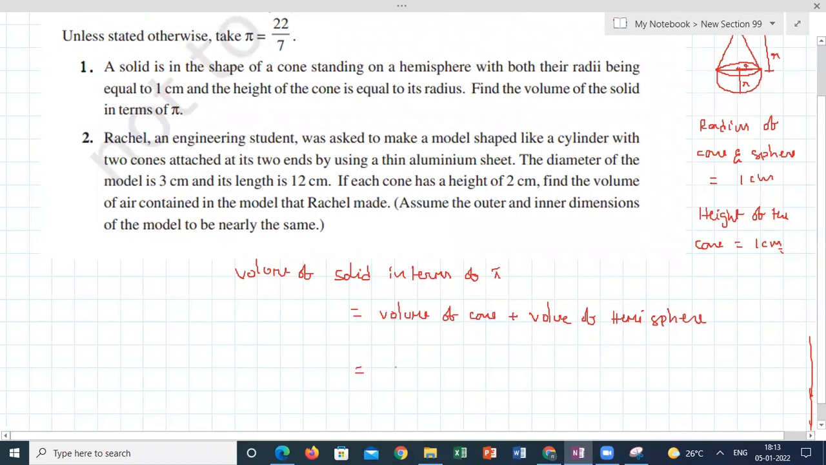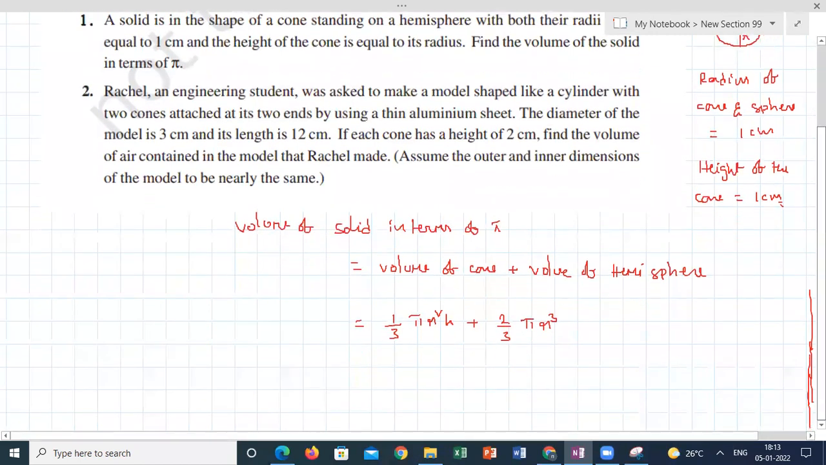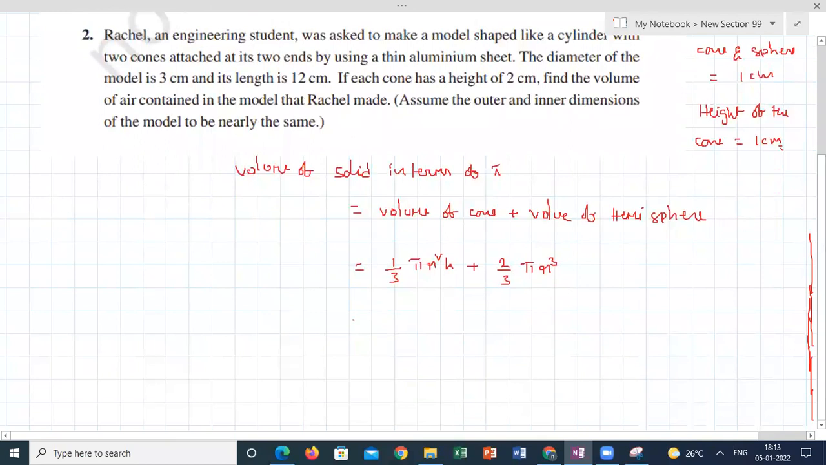Which is equal to how much? Volume of the cone is 1/3 pi r square h plus volume of the hemisphere is 2/3 pi r cube. That I didn't mention on the first page. So half of the volume of the total sphere. The answer should be in terms of pi.